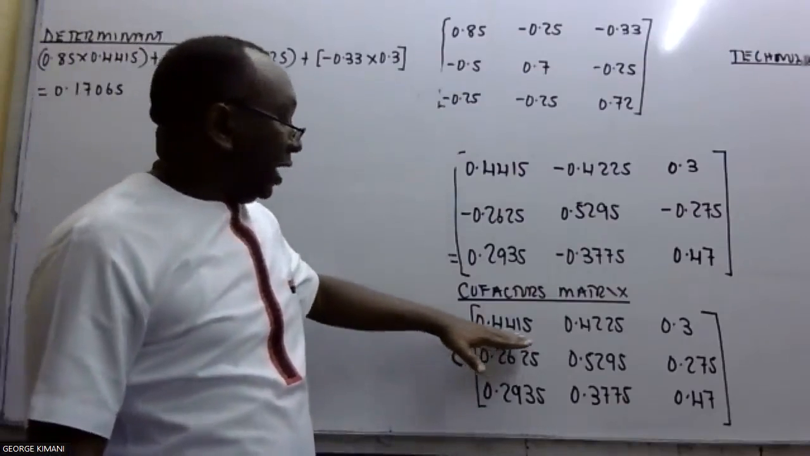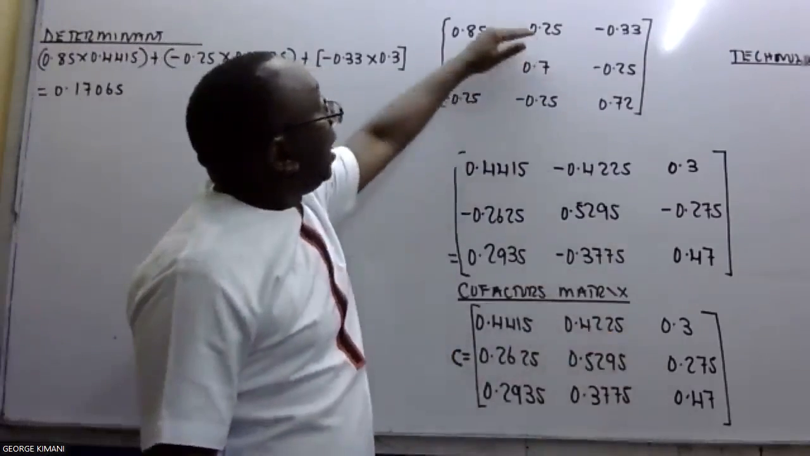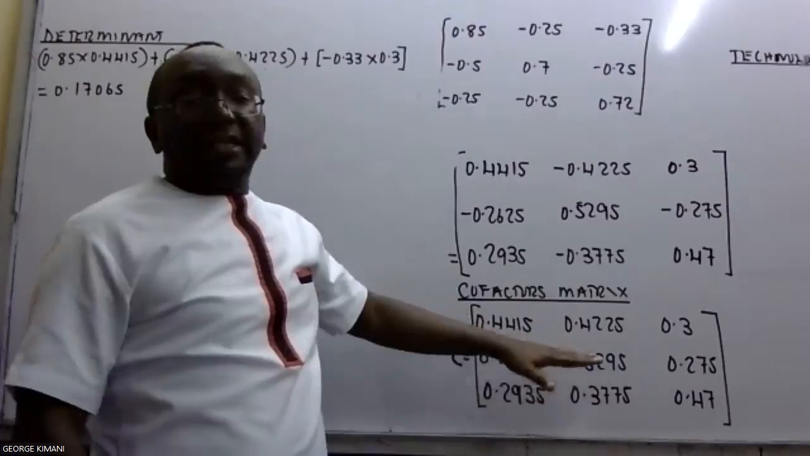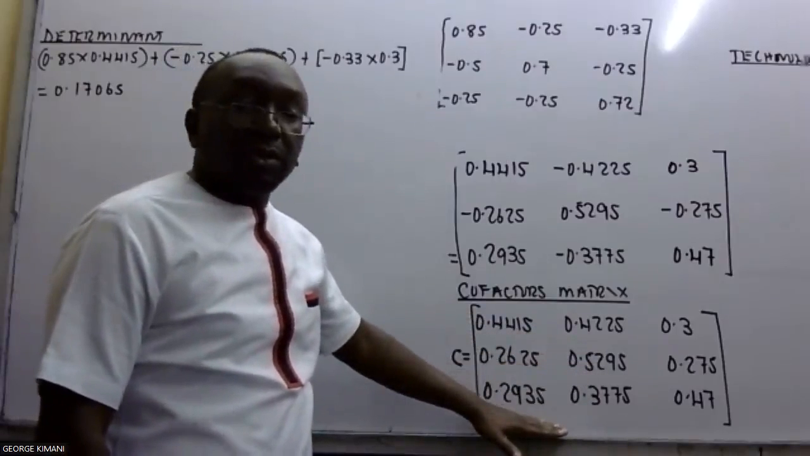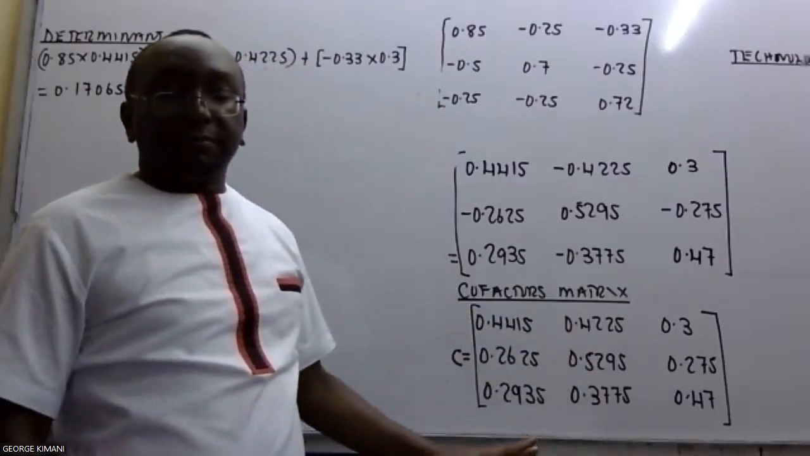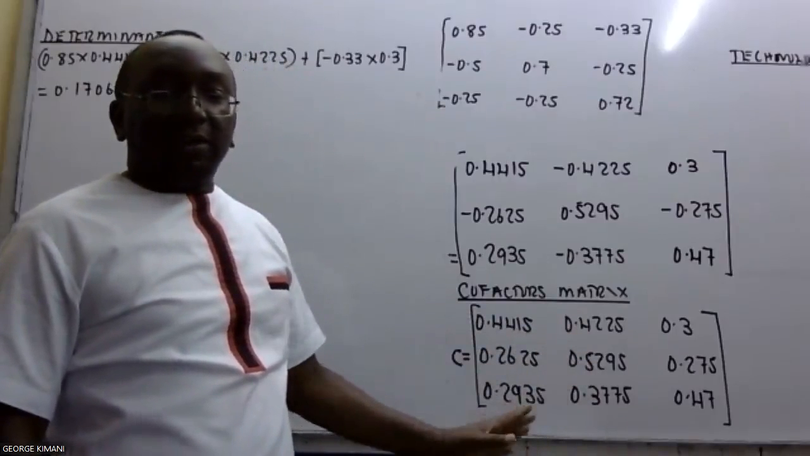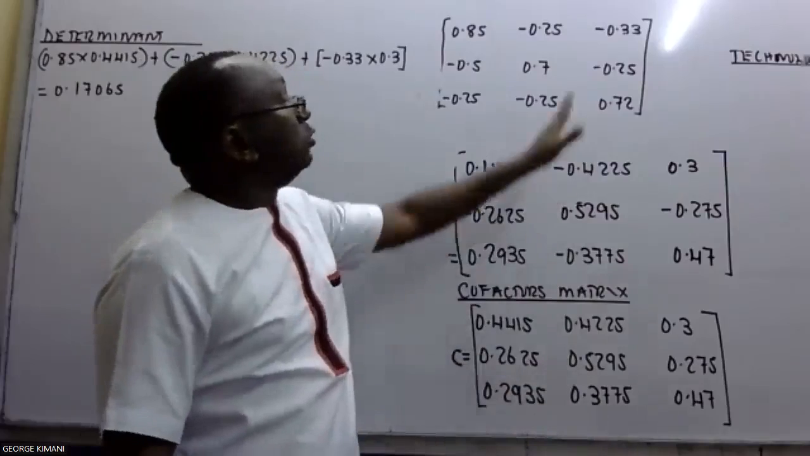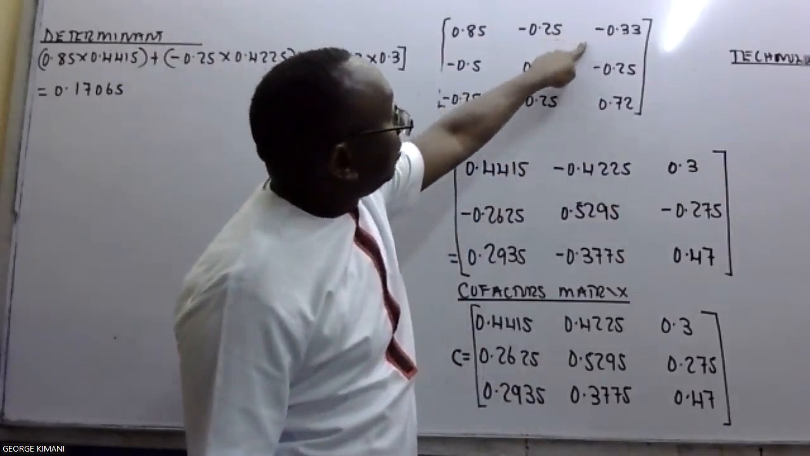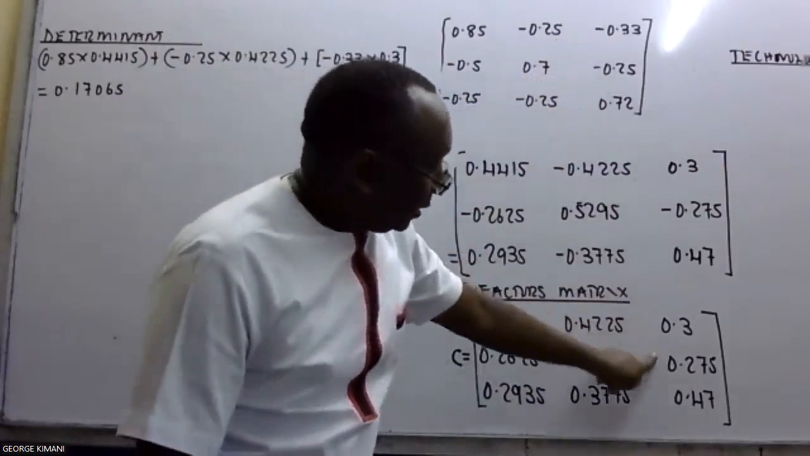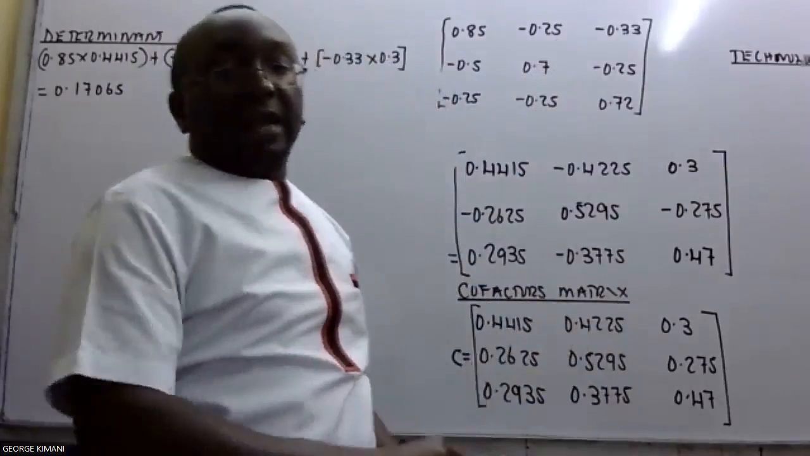Unaona nimekwambia uchukue the first row values, hapa na hapa. You can take any other row. You can take like this row and this row, or even a column. Even a column. Bora what you pick here is what you pick here. Hebu tuchukue hizi za that column. Unaona hizi zimeteremka hivi?